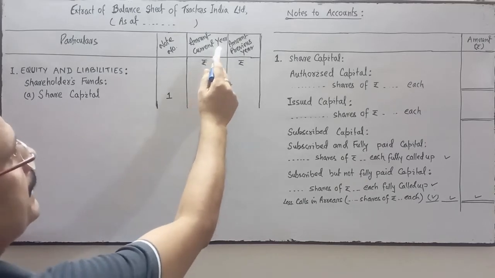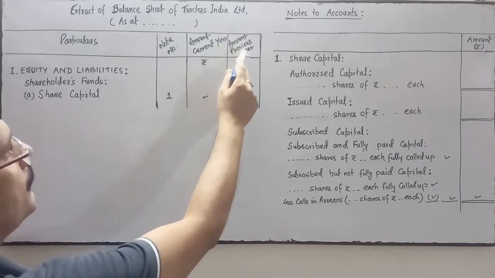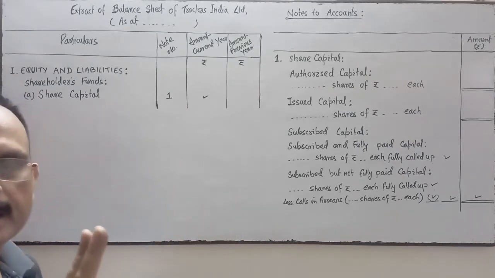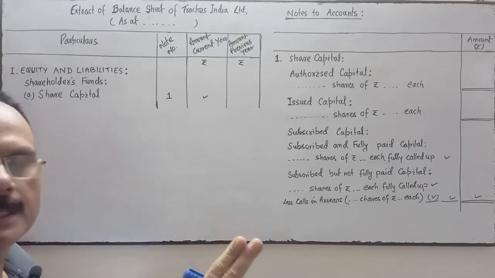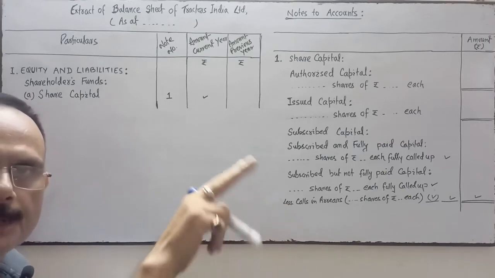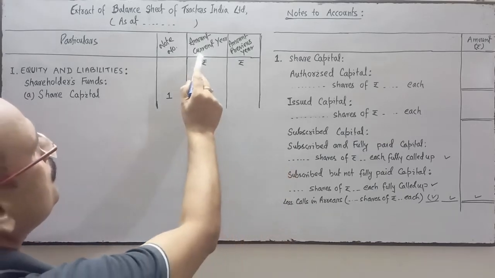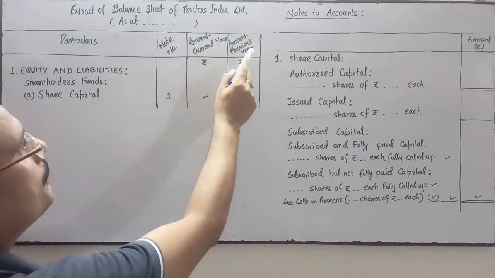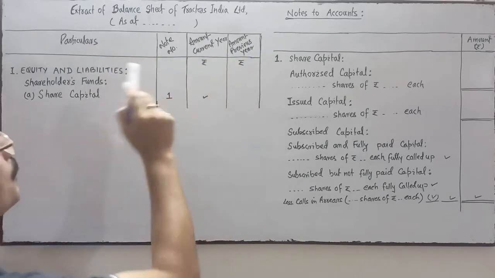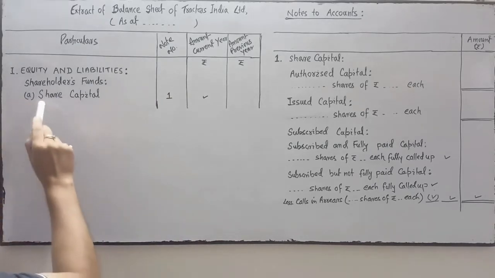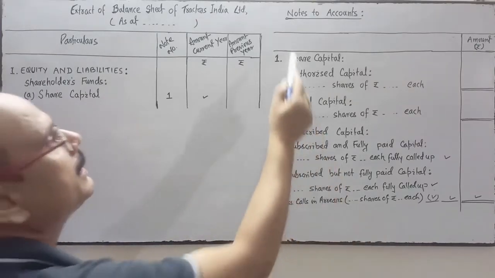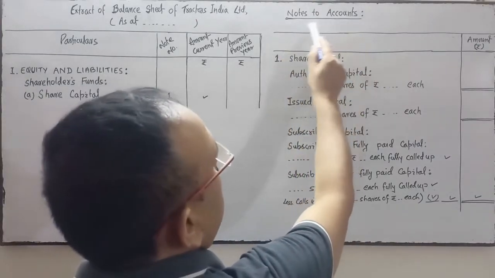Amount for the current year and amount of the previous year. In the balance sheet, for amount, two columns will be there. One is for the current year, another column is for the previous year amount. This is for the note number. And regarding the share capital, all calculation and details will be shown separately in the notes to account.